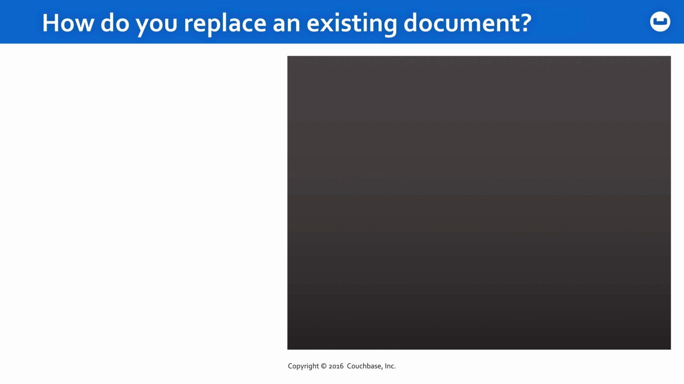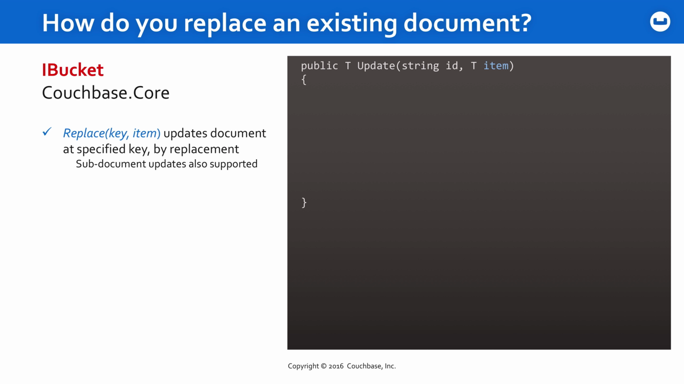So how do you go about replacing an existing document? Well, again, it's done through the bucket, and the bucket supports a replace operation, and you pass the replace a key and the item. Now, this does do a full replacement of the document. Subdocument updates are also supported by Couchbase as of 4.5 and higher, and if you're working with very large documents, that might be a better solution for you. If you're working with smaller, more granular documents, as we are here, the replace approach may be as performant as you need.